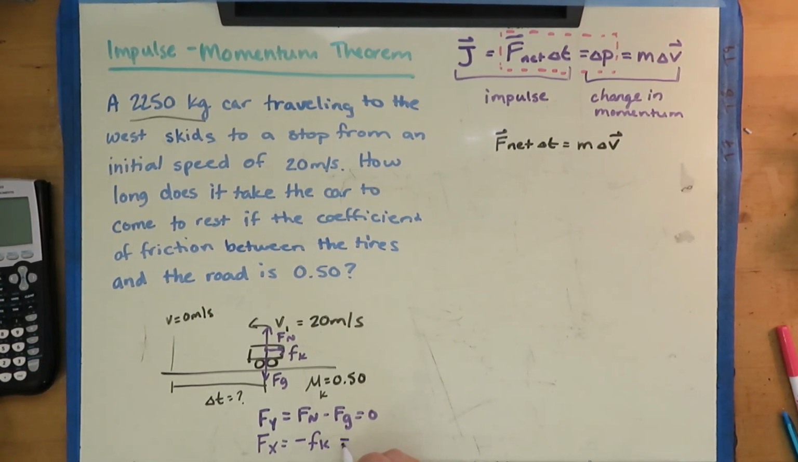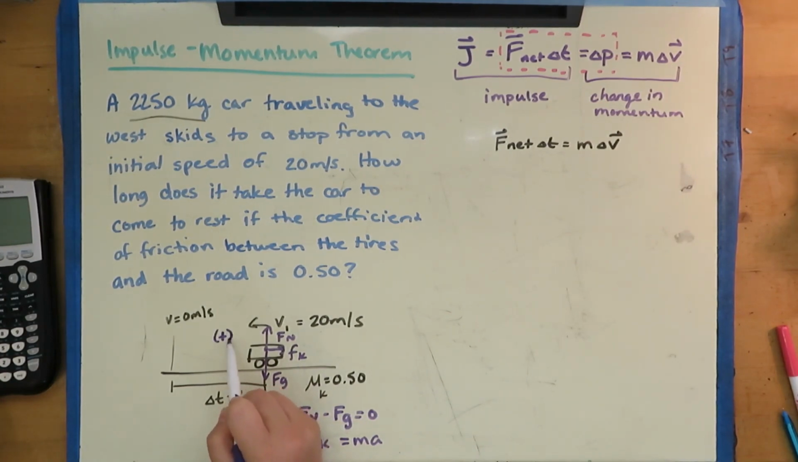And that would actually equal my m times a. If I was going to do a forces perspective, I could solve for my acceleration. Then I could use kinematics with an acceleration of my velocities to find time if I wanted to. Now, by making that a negative friction, I am defining left to be positive and right to be negative.